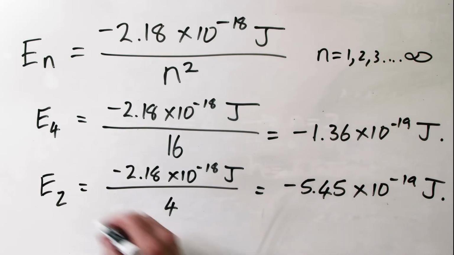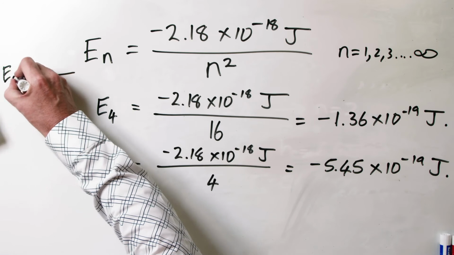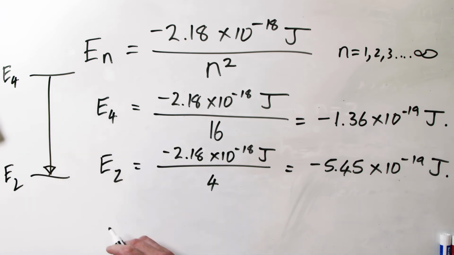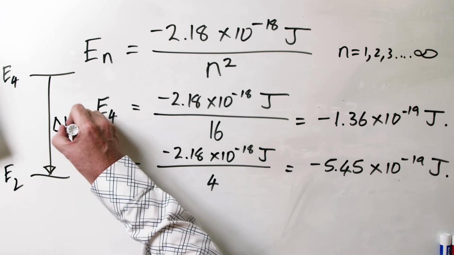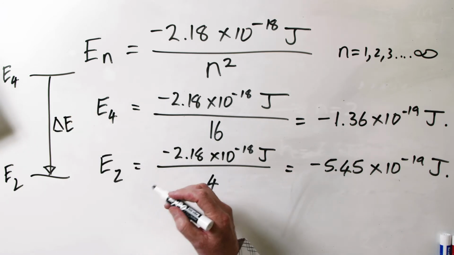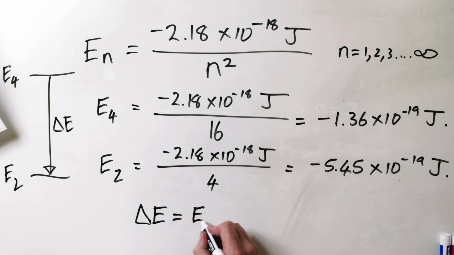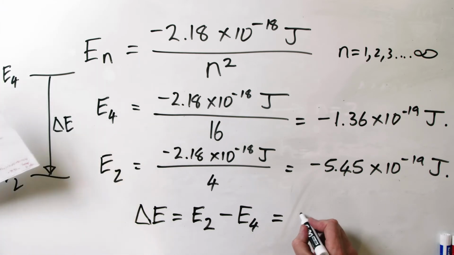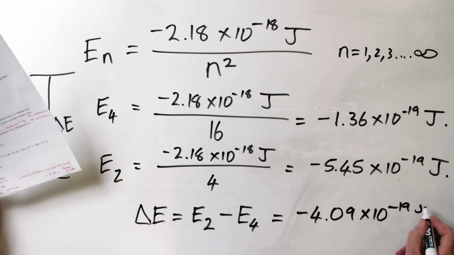Okay, so we've got those two energy levels. Here is E4 here, and here is E2 here. This is what's happening. We're going from E4 down to E2. We know the energy of that now. We know the energy of this. We want the difference in energy, delta E, between those two. So delta E, in this case, is going to be E2, because E2 is the final energy, minus E4. And again, if we do the calculation, that comes out at minus 4.09 times 10 to the minus 19 joules.